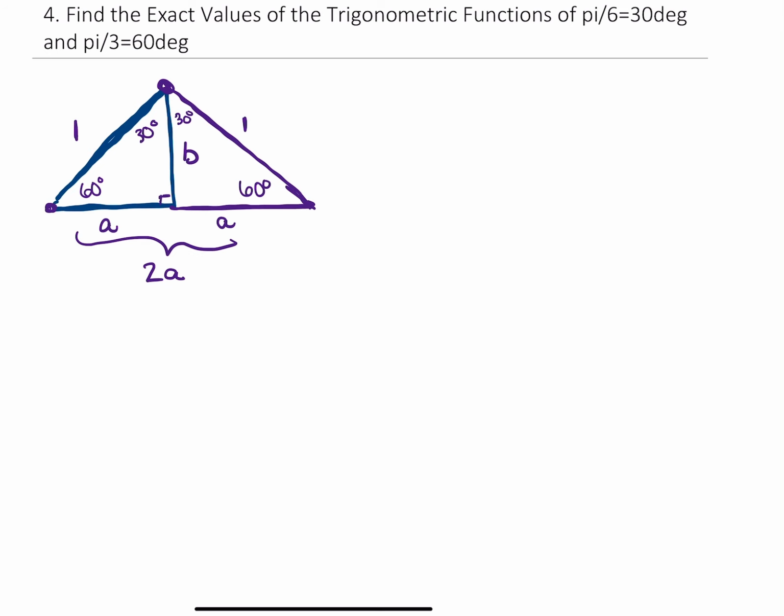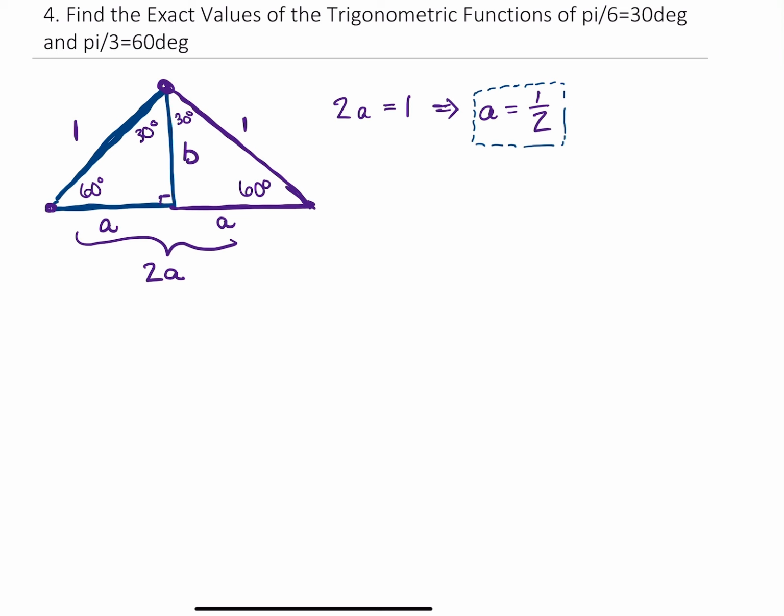So let's just solve for A. You can say 2A equals 1, therefore divide the 2 over, A equals 1/2, and we get our first important side length. So A equals 1/2. So let's find the other one.